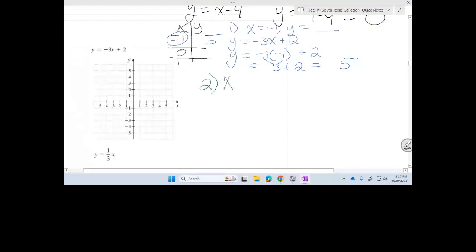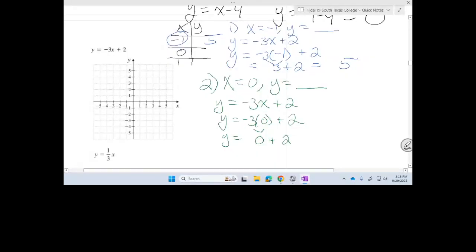X is now the number 0. We're going to figure out what y is. Okay. So y equals negative 3x plus 2. So negative 3 times 0 plus 2. Okay. Let's see. 3 times 0 is still 0. And 0 plus 2, y'all, that's still a 2.